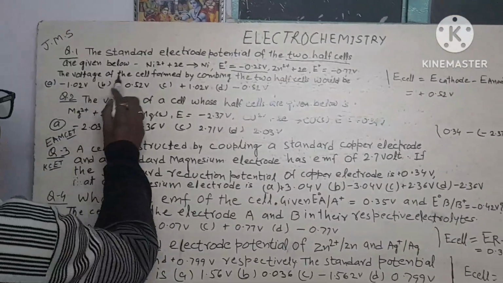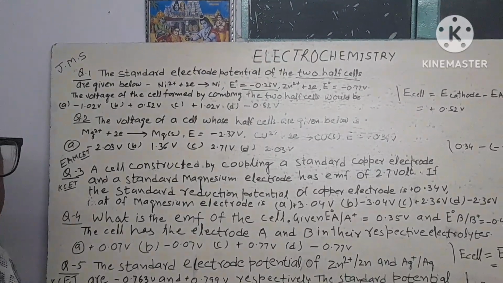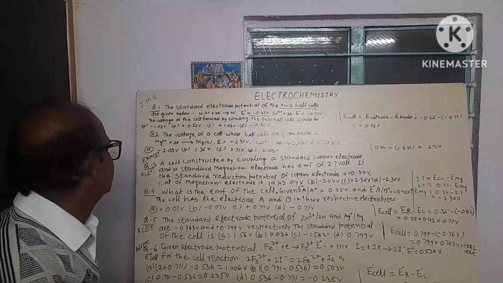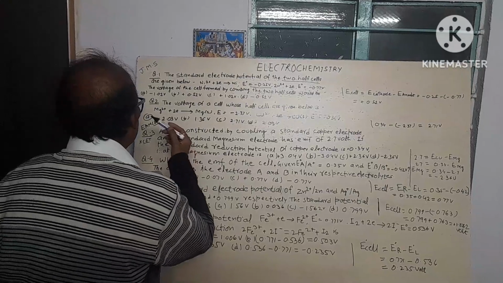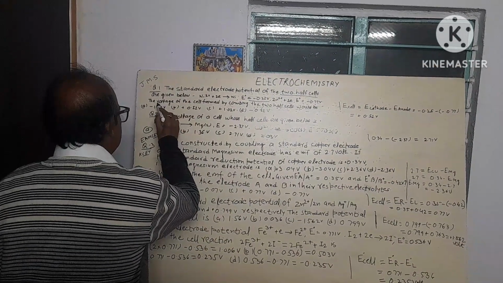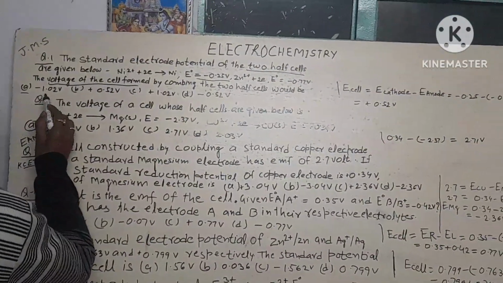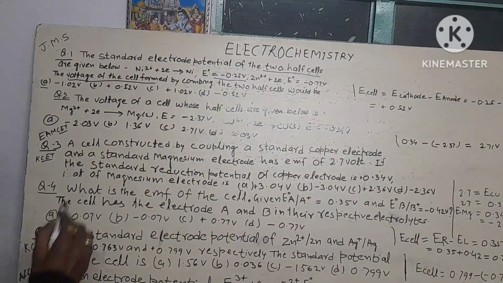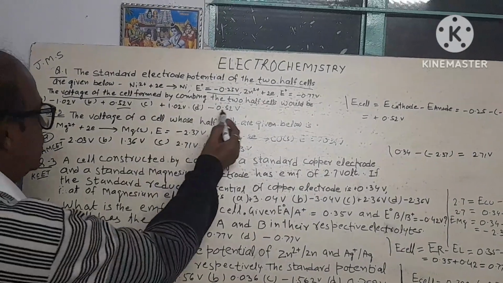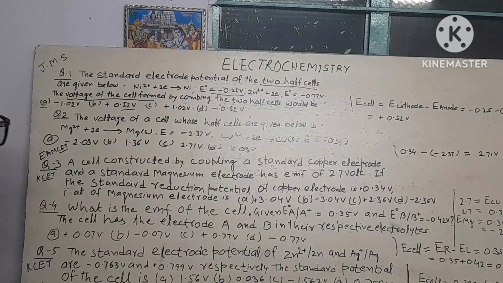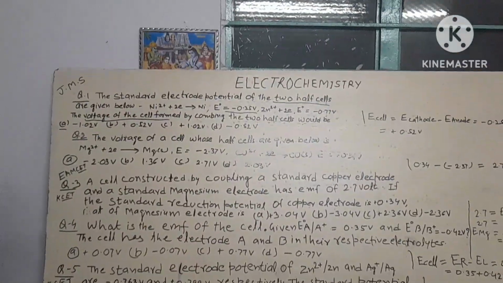You have to calculate the voltage of the cell formed by combining the two half cells. Actually, today's class question is multiple choice, but without solving you can't tell the answer. Answers are given, but you can't simply mark one, you have to solve it. The options for the EMF of the cell are: first, minus 1.02 volt; second, 0.52 volt; third, plus 1.02 volt; and fourth, 0.52 volt. How will you tell which one is correct? Simply you can't guess.